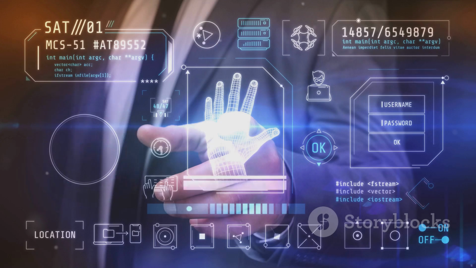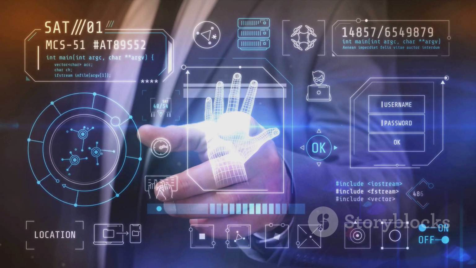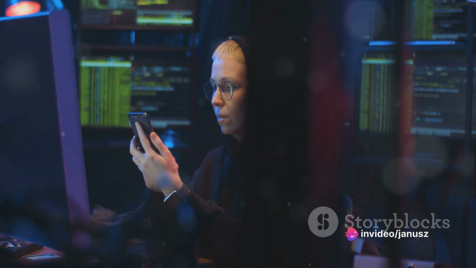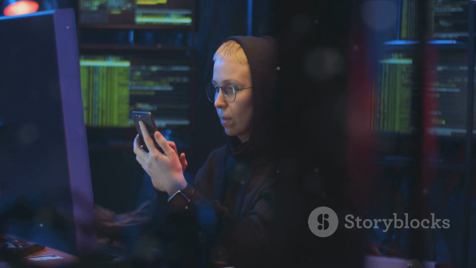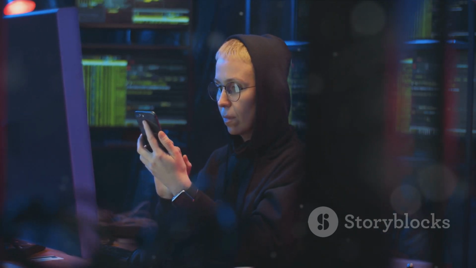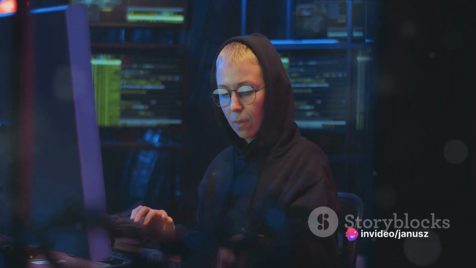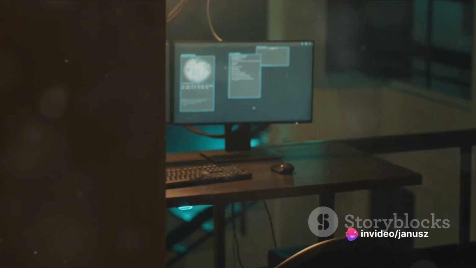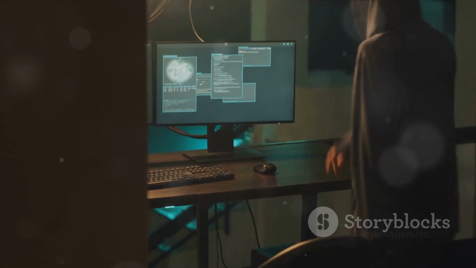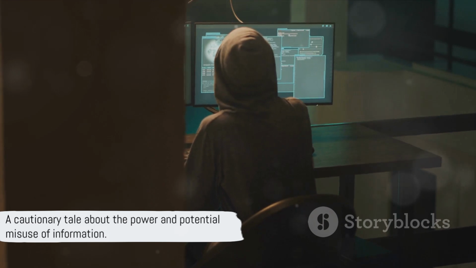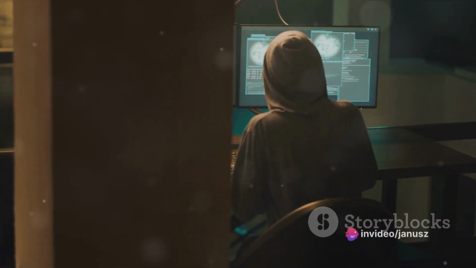In an era where data is currency, we must all be vigilant to ensure our information doesn't fall into the wrong hands. Mitnick's story isn't just about a notorious hacker. It's a lesson in the vulnerabilities of human nature. It reminds us that sometimes the biggest security threat isn't a sophisticated virus or a powerful supercomputer. It's the person on the other end of the phone line, convincing you to share something you shouldn't.